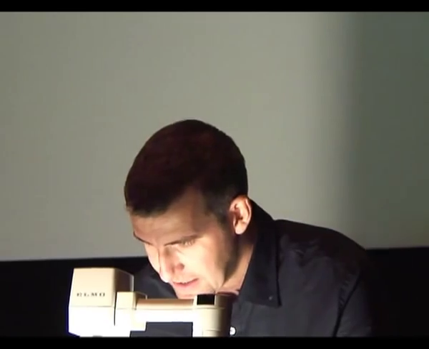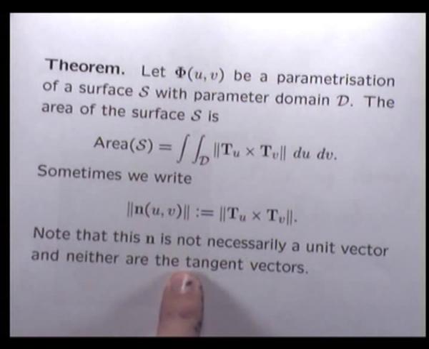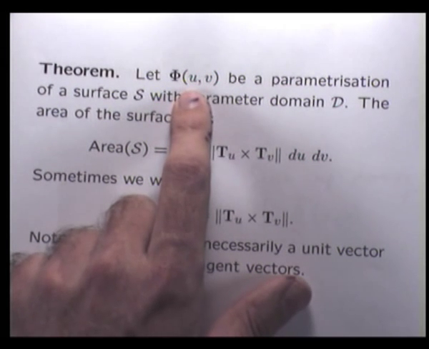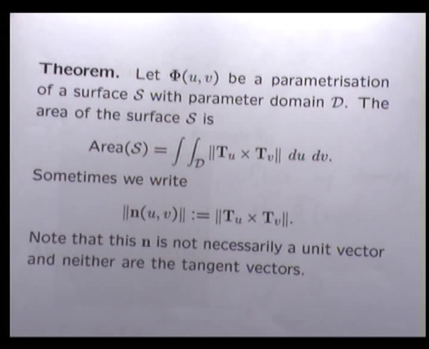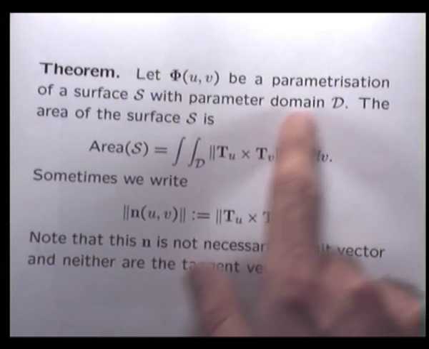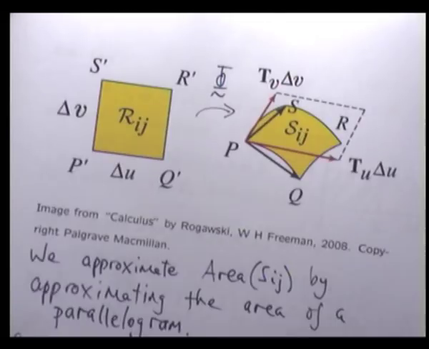All right, so the big theorem that we looked at in the last lecture was the following. It told us how to calculate the surface area when we have a parameterization. We construct the tangent vectors, Tu and Tv, take the cross product and look at the magnitude of that cross product, and then we integrate over the domain, D. I justified all that last time, so I'm not going to go through it again.